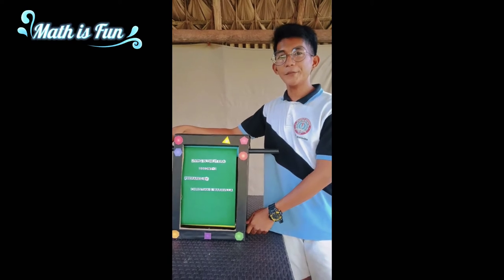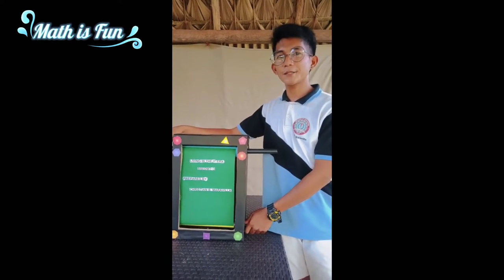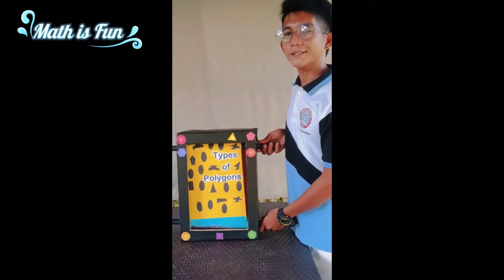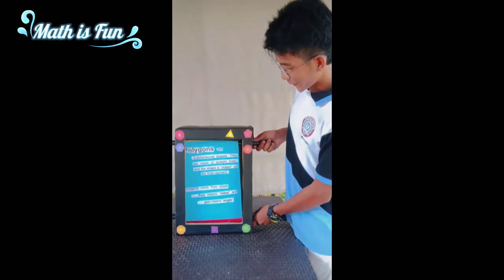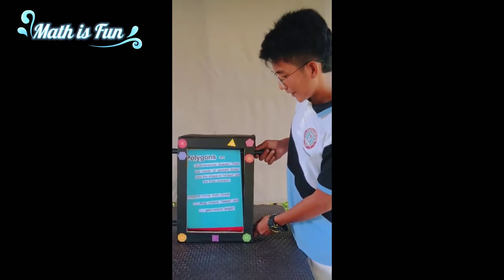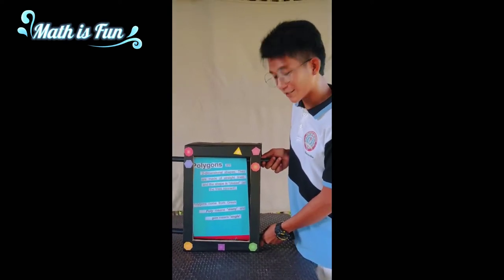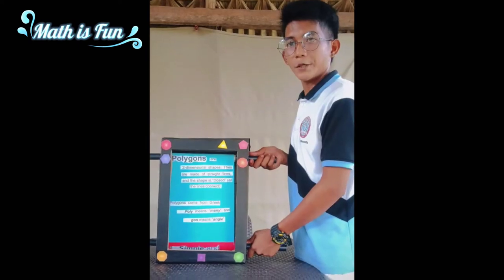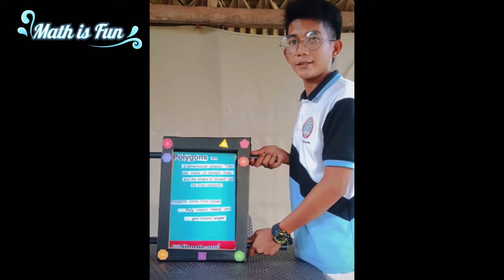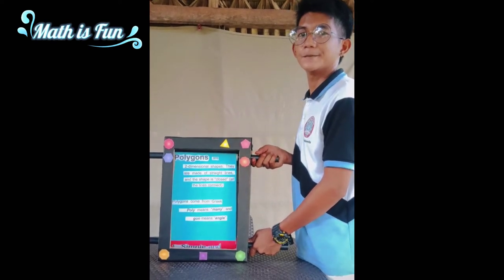We are done in making a TV rolling instructional material for mathematics. Types of polygons. Polygons are two-dimensional shapes. They are made of straight lines and the shape is closed, all the lines connect. Polygons come from the Greek word poly, meaning many, and gon, meaning angle.